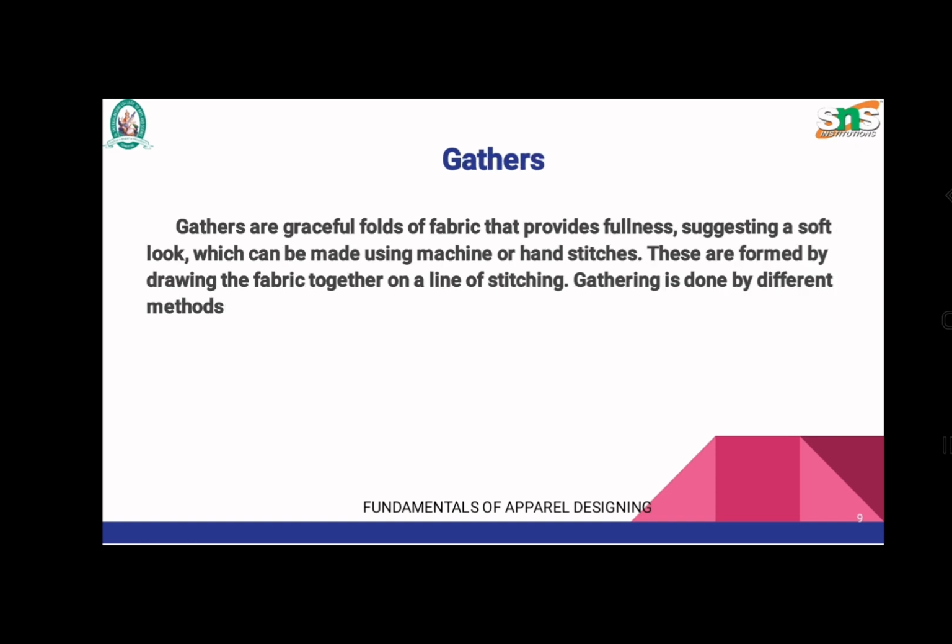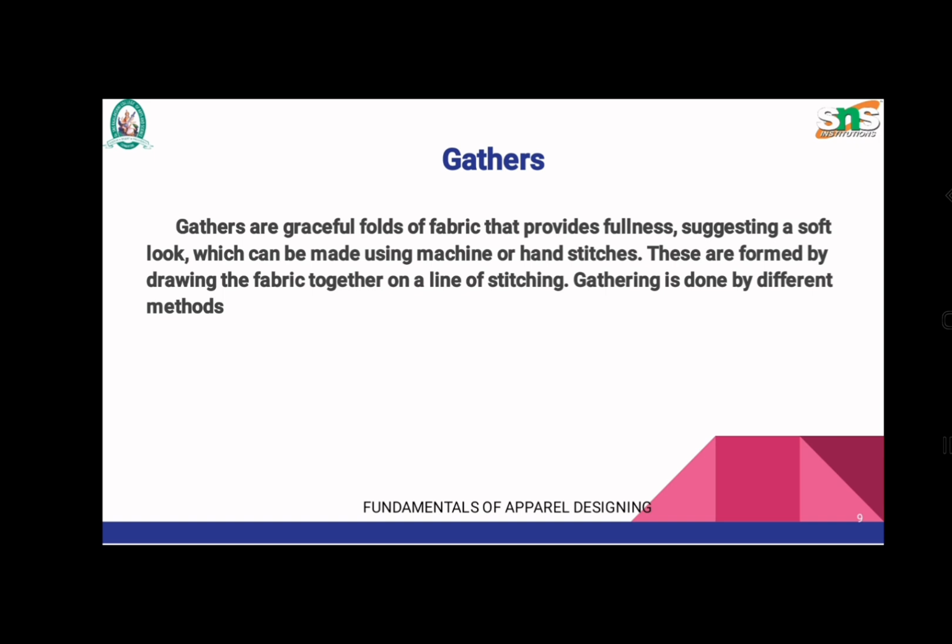Next is gathers. Gathers are graceful folds of fabric that provide fullness, suggesting a soft look, which can be made using machines or hand stitches. These are formed by drawing the fabric together on a line of stitching. Gathering is done by different methods. Gathering is another decorative finish and it comes under fullness.